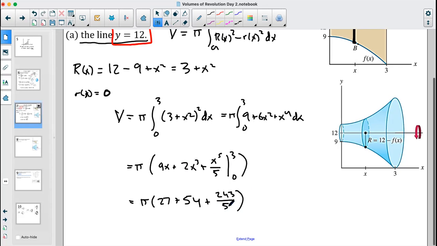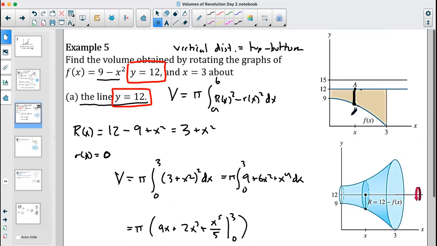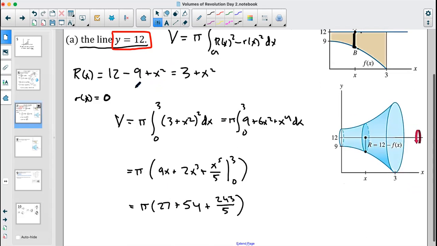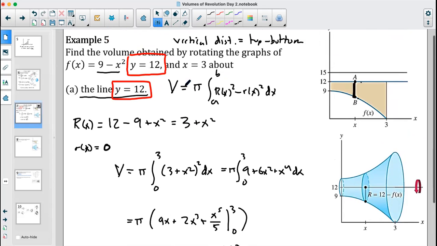You could add these together in your calculator and get a number, or you can just leave it like this, either way. The point of this problem is not so much, do you know how to add fractions to whole numbers, but do you know that when the edge of the region, y equals 12, and the axis of rotation, also y equals 12, are the same, then you get these disks and not washers, and your little r becomes 0, and this thing reduces to just pi times the integral of big R of x squared.